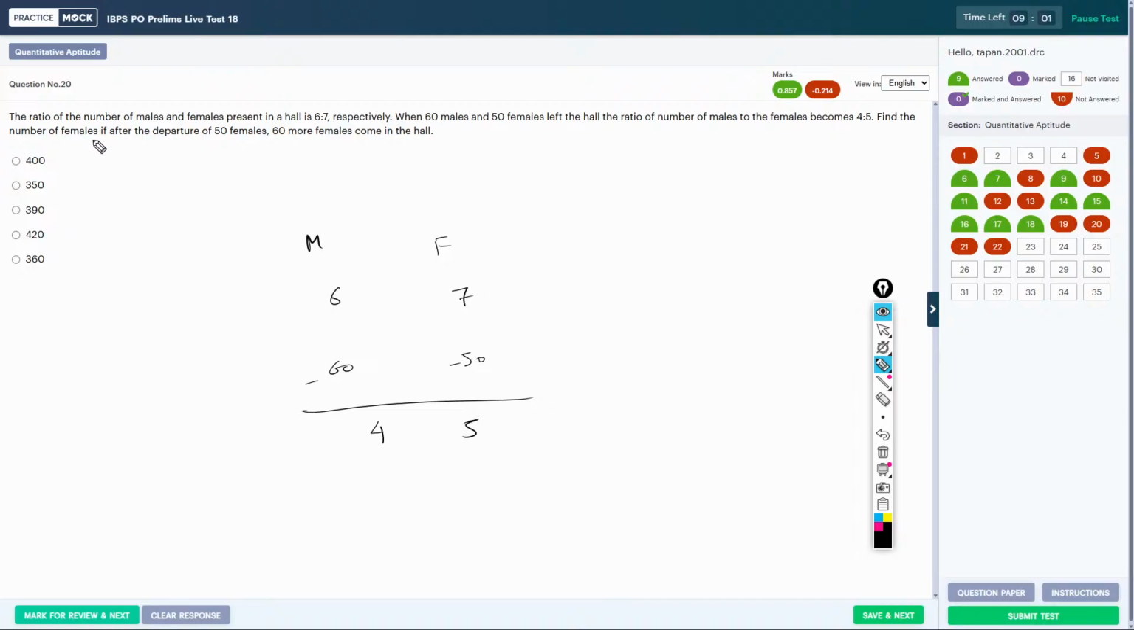Find the number of females if after the departure of 50 females, 60 more females came. Okay, so initially 7 females were there, so 7 minus 50 plus 60, so 7 plus 10. So whichever the answer is, minus 10 should be a multiple of 7. This is not, this is not, this is not, this is not, so I'll go with this one.